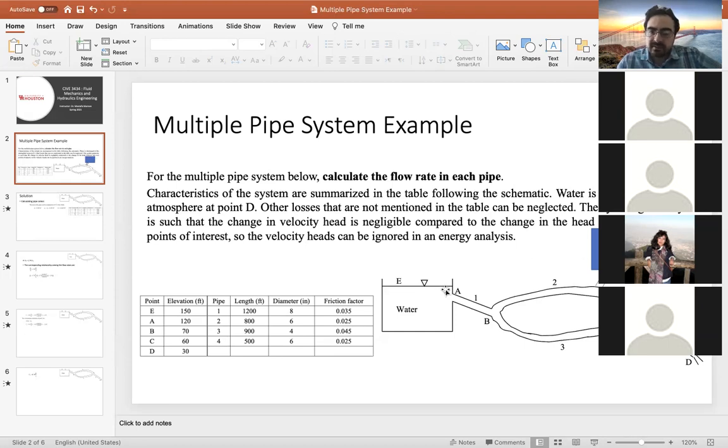But in this kind of problem where you only have one reservoir, it's kind of easy. Based on the elevation, you can have a good guess that it's going to go down, right? So it's not that complicated. Okay, thank you. Sure.